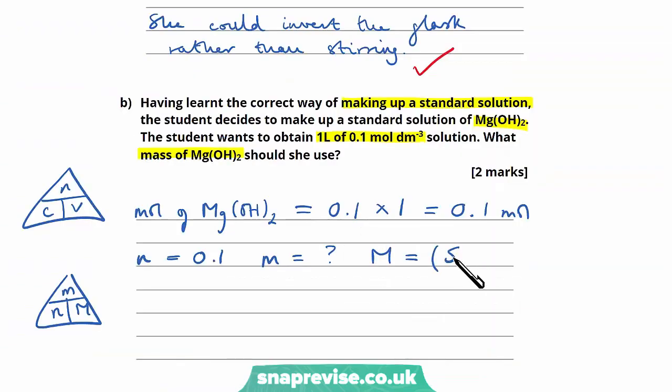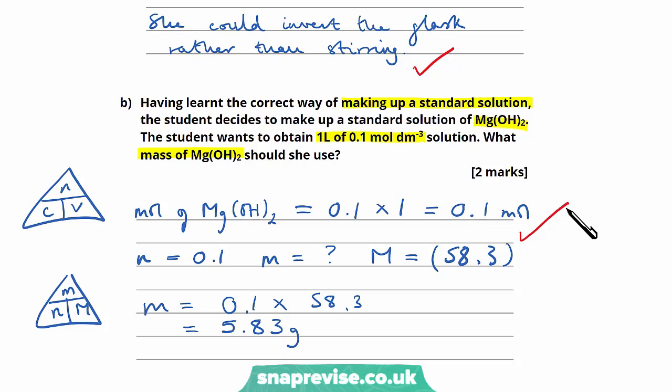So putting that into our equation, we can see that the mass is equal to the number of moles, 0.1, multiplied by 58.3, our molar mass, to give us 5.83 grams that we require. So the answer is 5.83 grams of magnesium hydroxide. So this question holds 2 marks. The first comes from correctly calculating the number of moles of magnesium hydroxide in our solution, and the second from a correct final answer of the mass of magnesium hydroxide we need.